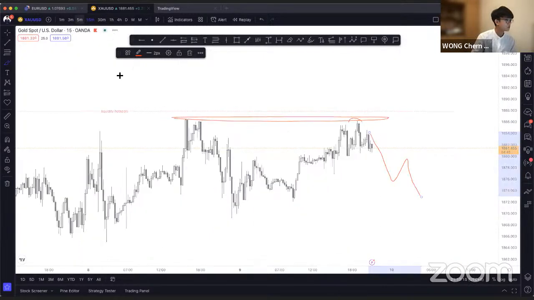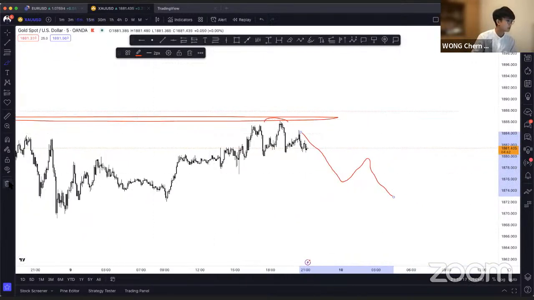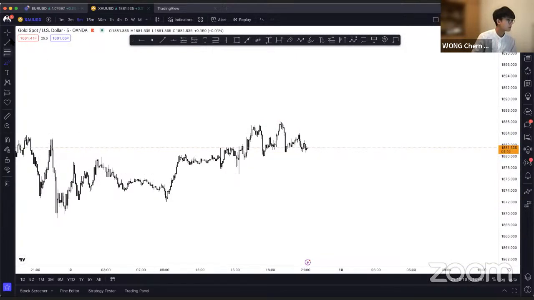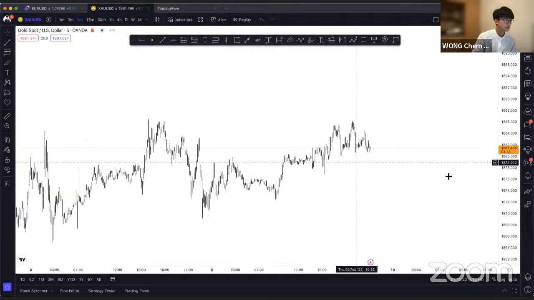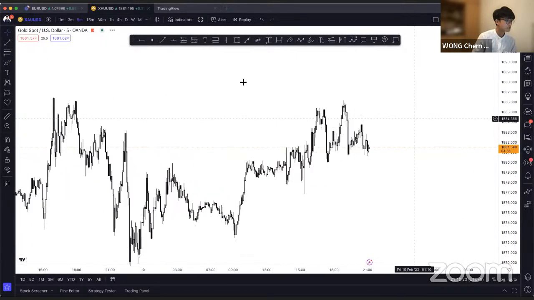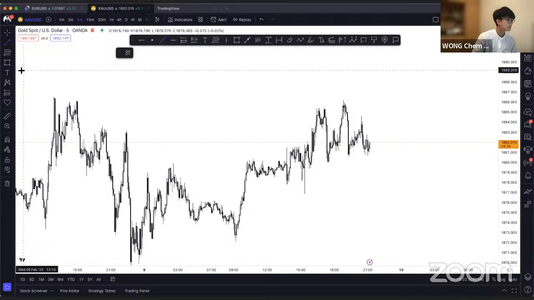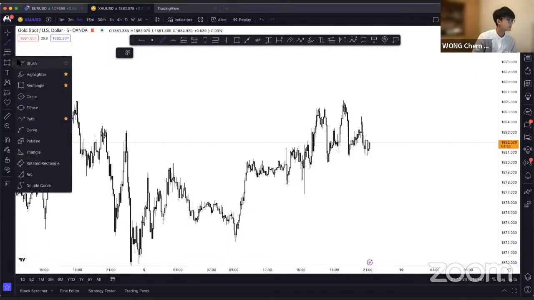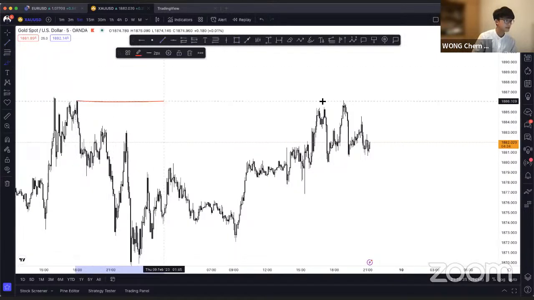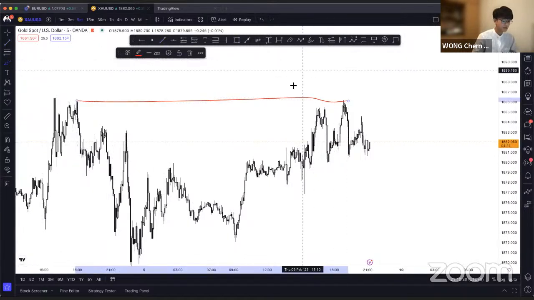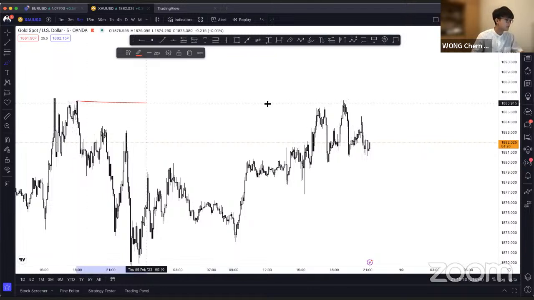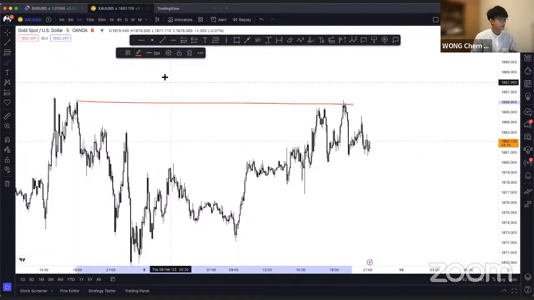However, if you go down to the 5 minutes time frame, let me remove my drawings. If you go down to the 5 minutes time frame, guys, we can see some very clear price action. What I mean is that you can very clearly see that this high here has been taken out. It's a really ugly chart, sorry, but this high here has been taken out very clearly.